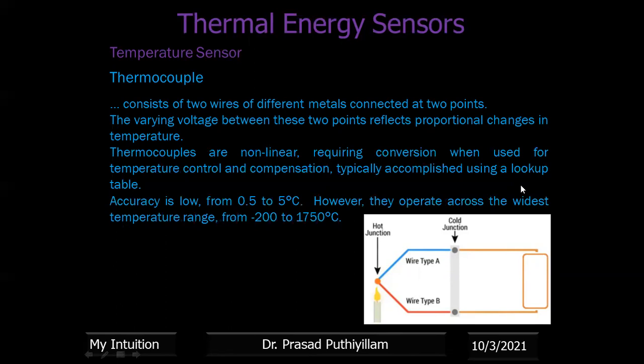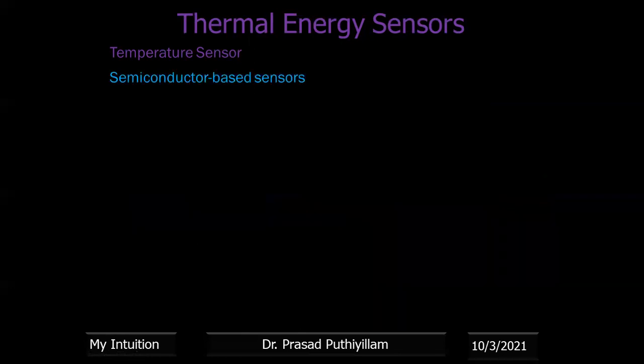Also the accuracy is low, and manual error also comes into play. In addition, because two different wires are used, the heat has to pass through that wire, and some heat dissipation is possible. Therefore accuracy is comparatively low, 0.5 to 5 degrees Celsius; error possibilities of up to 5 degrees Celsius are there. But they operate across the widest temperature range of minus 200 to 1750 degrees Celsius.